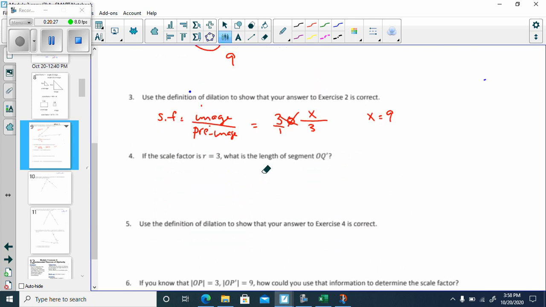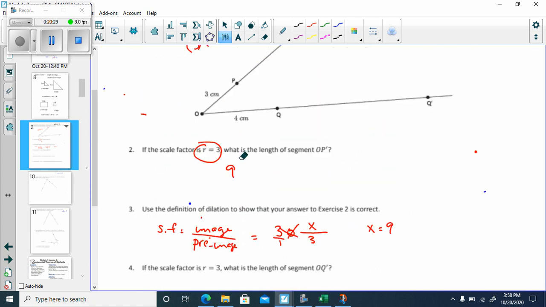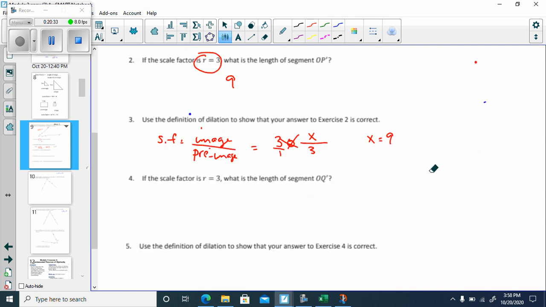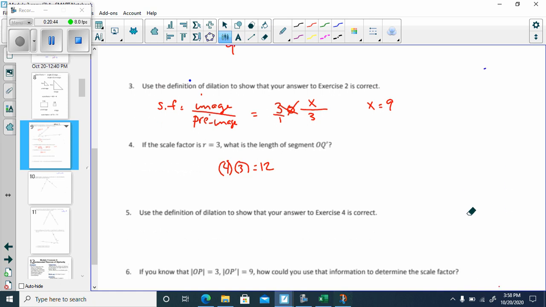If the scale factor is 3, what's the length of segment OQ prime? You started with 4, multiplied it by 3, and you get 12. Okay? Use the definition of dilation to show that your answer is correct.